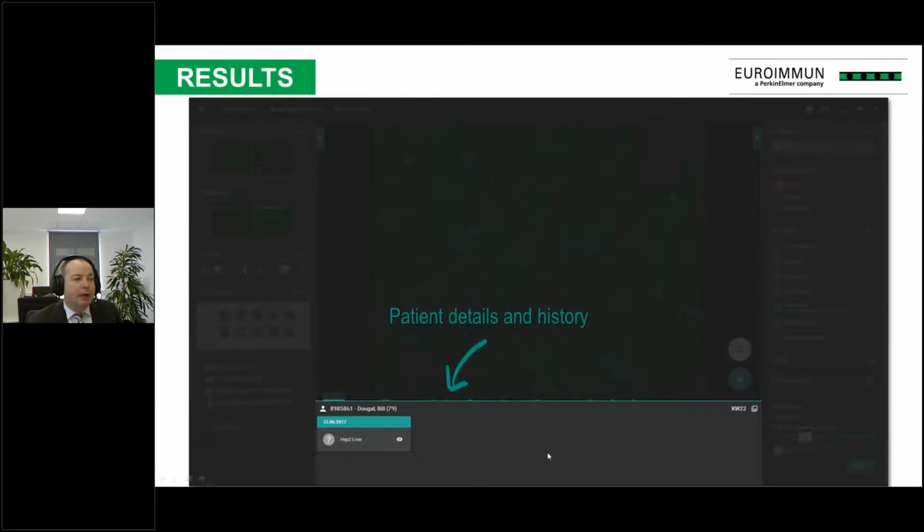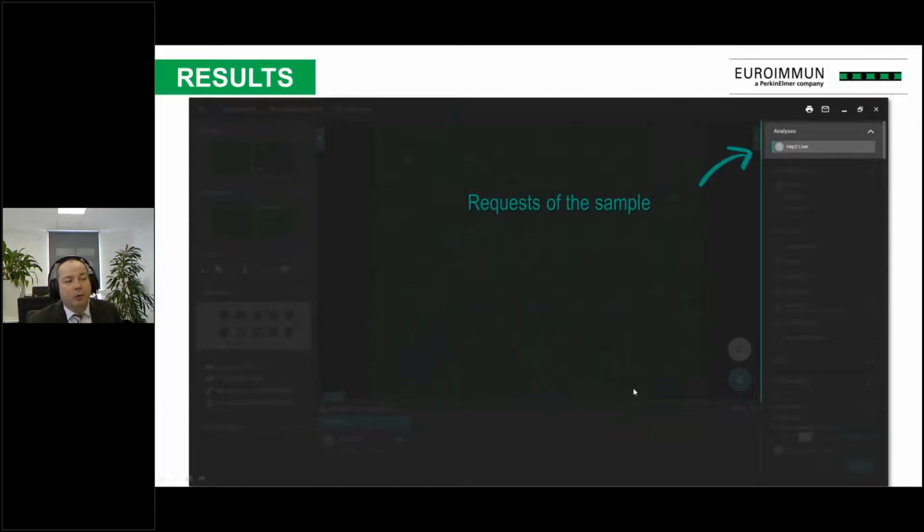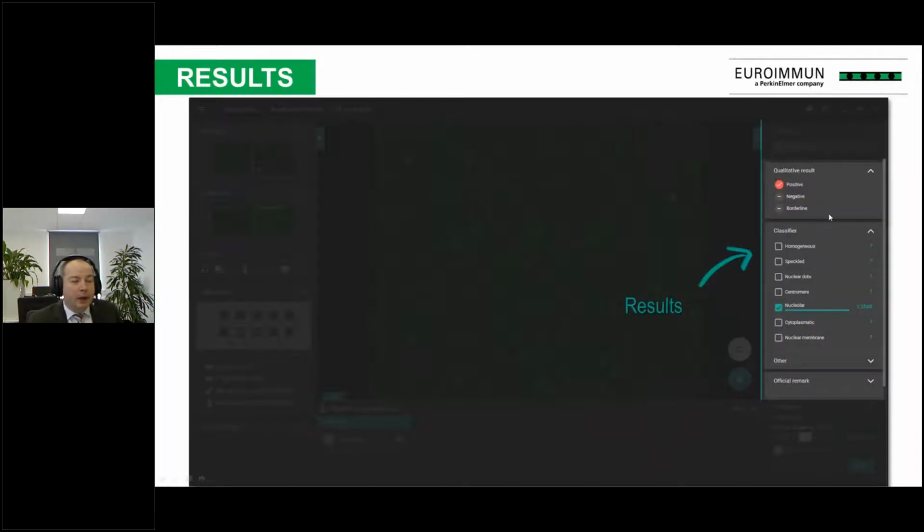Here down you can find patient details and history, also with images if available. On the right side you see the request of the sample, in this case HEP2 and liver. And here you can find results, automatic results or also manual results. You can see the sample is positive. The classifier could recognize nuclear pattern and the titer 1 to 2560.